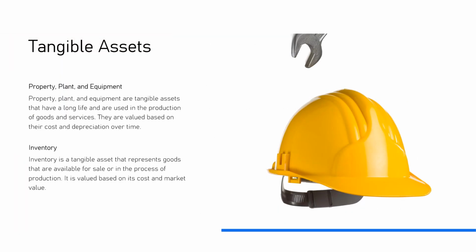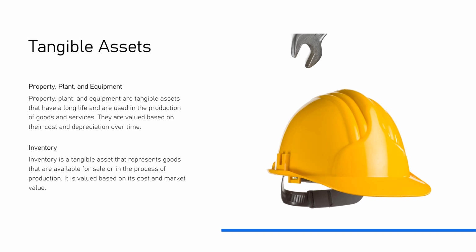Tangible assets, property, plant, and equipment. Property, plant, and equipment are tangible assets that have a long life and are used in production of goods and services. They are valued based on their cost and depreciation over time.